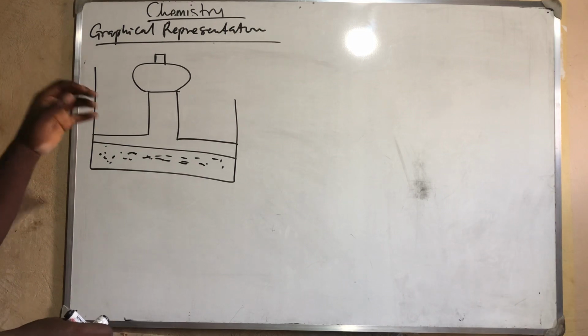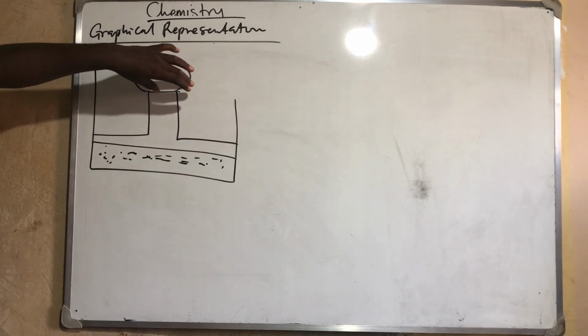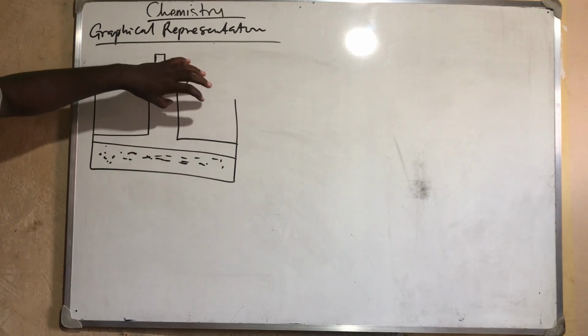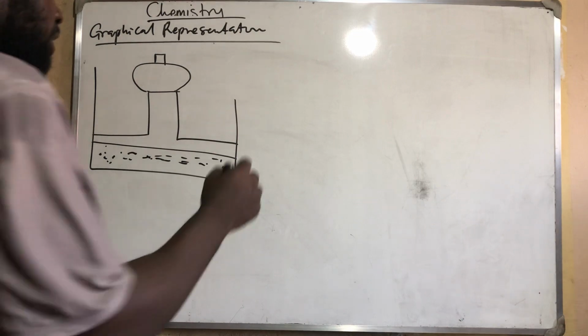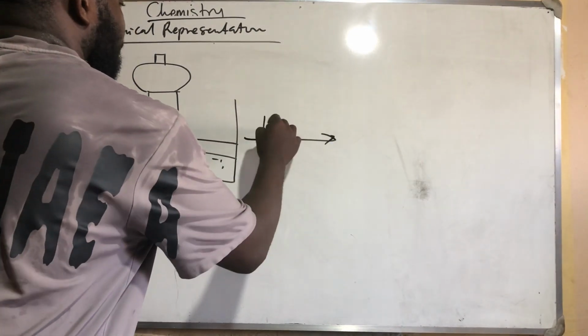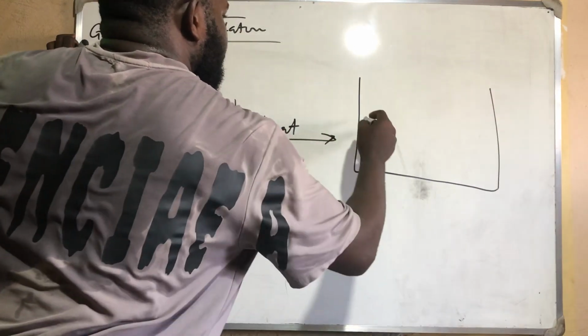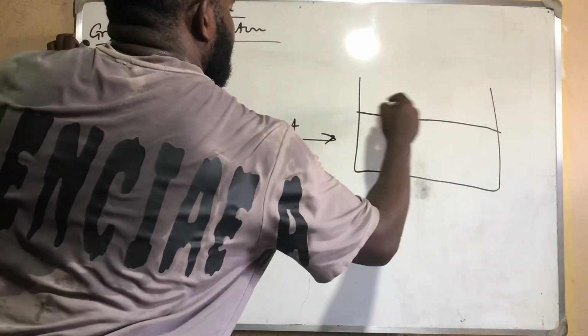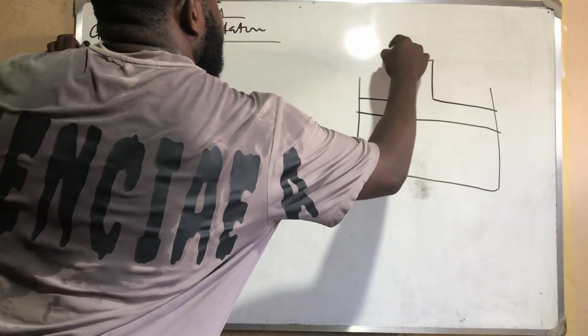And if you want the pressure to remain the same, then you have to move this thing up. You have to increase the volume. So if you increase the volume, then it will keep the pressure constant. That is showing that if you apply heat to it, then it will increase in volume. Are you getting it now? So that is it.